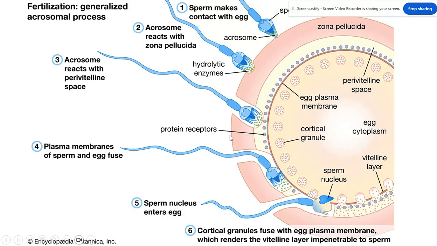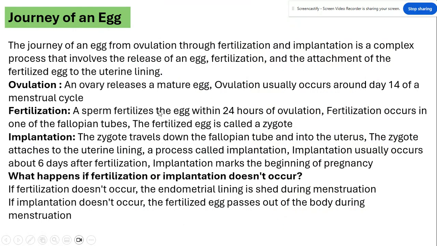These are the protein receptors. The enzyme is going to react with the protein receptors. So it's not just the enzyme, but there is something there to receive the sperm.